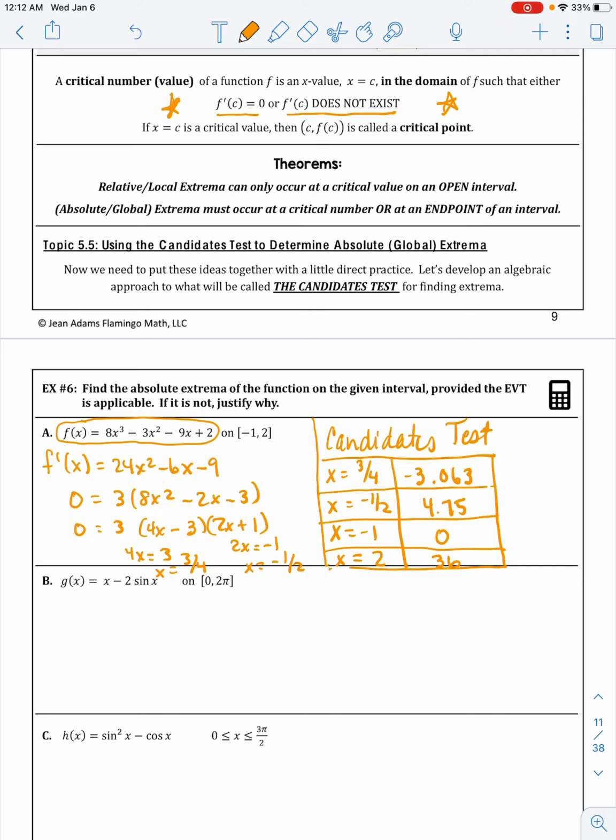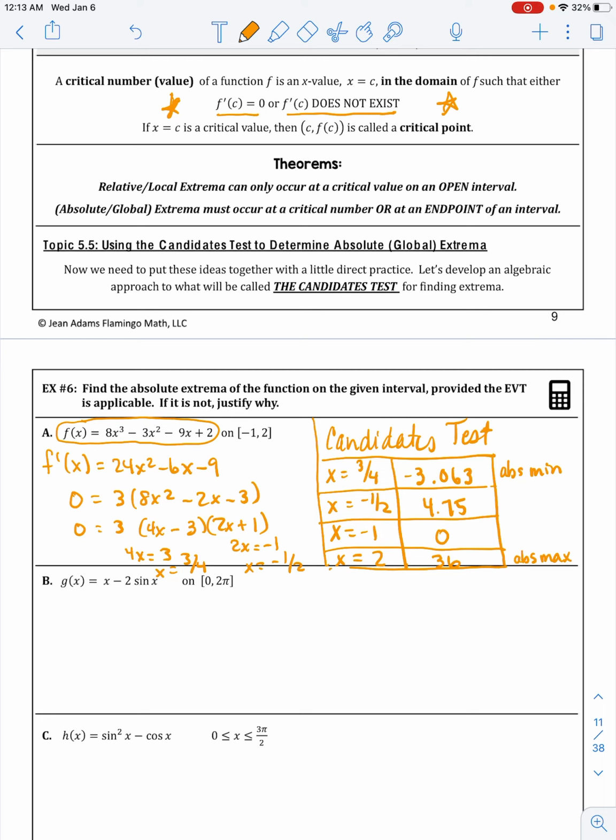Okay, so these are the candidates, and now I'm looking for absolutes. So what is my absolute lowest? Here is my absolute lowest. This is going to be my absolute min because it's the lowest y value. And then here is my absolute max because it is going to be my highest y value. 36 is the highest, negative 3.063 is the lowest.